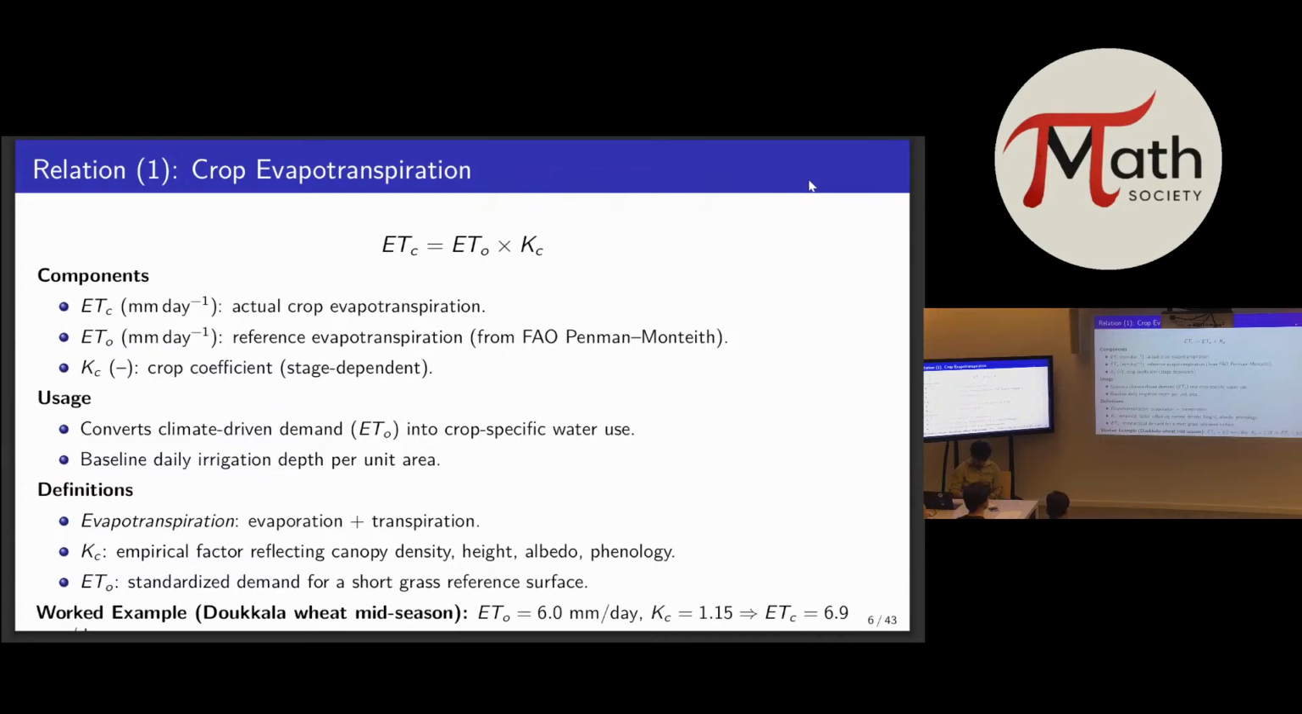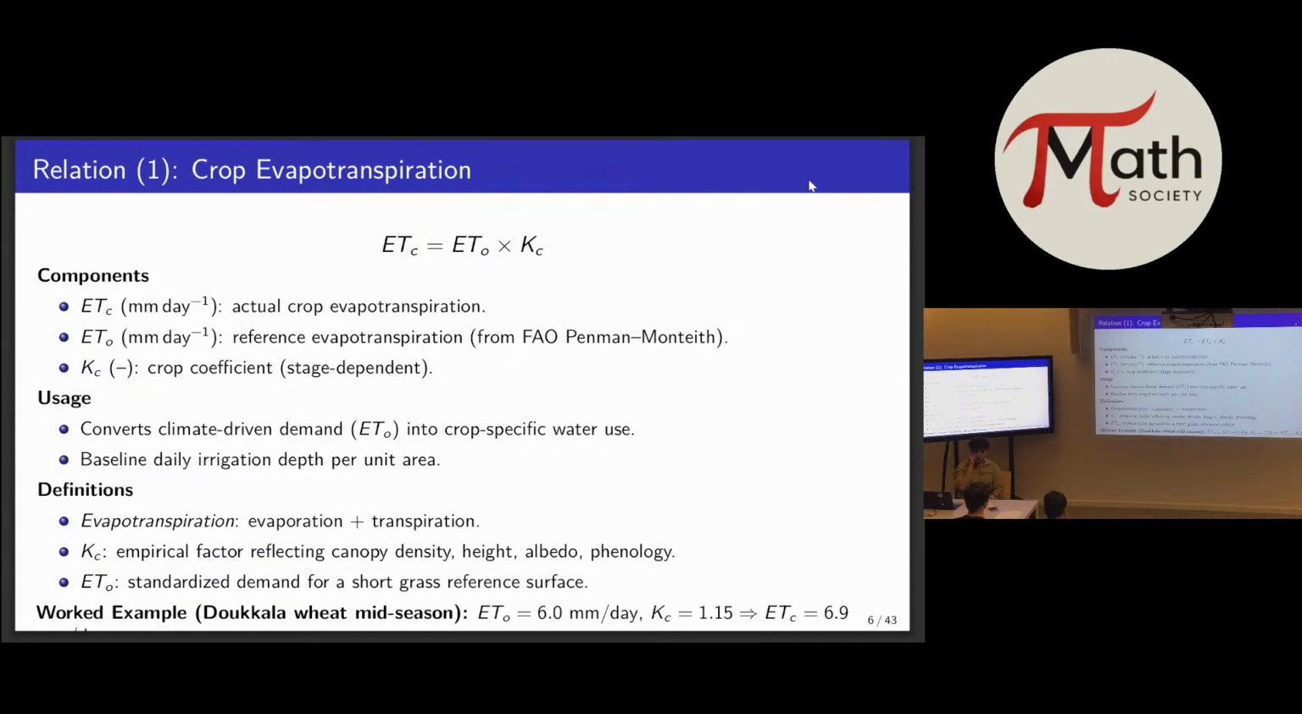So starting with the first relation, which is crop evapotranspiration. It's a composed word, as you can see: evaporation and transpiration. The usage of it is to see how the field reacts to the water usage, how it transpires, like a human body, and how the water actually evaporates. So we're using this formula. We're going to define ETc as the actual crop evapotranspiration, what we are seeking to know, ET0 as the reference evapotranspiration, and Kc as the crop coefficient.